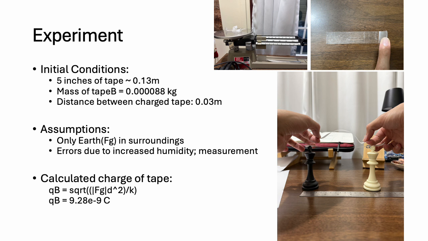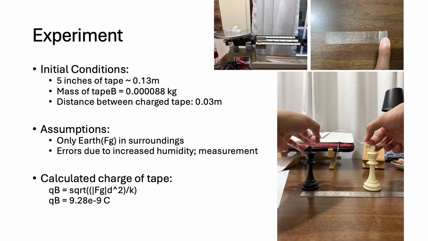So for the experiment itself, once we pulled the tape apart, I set one tape on the bottom and floated one above. They are both positively charged. The distance we found between them was 0.03 meters, or 3 centimeters. To find the mass of the tape, I used more tape, around 24 inches, and then divided that to find my 5 inches of tape, which is around 0.13 meters. Dividing across the total length and its mass, I found that the mass of my 5 inches was 0.000088 kilograms.